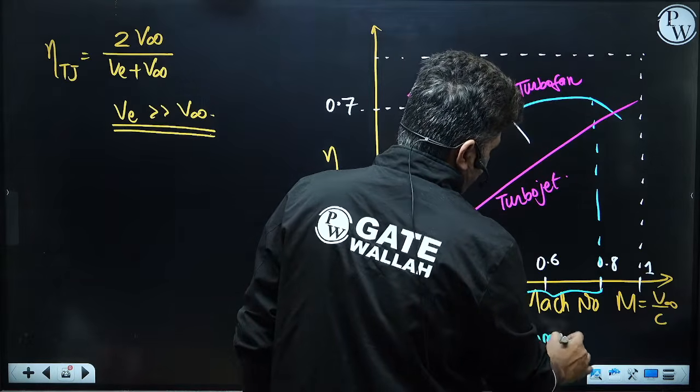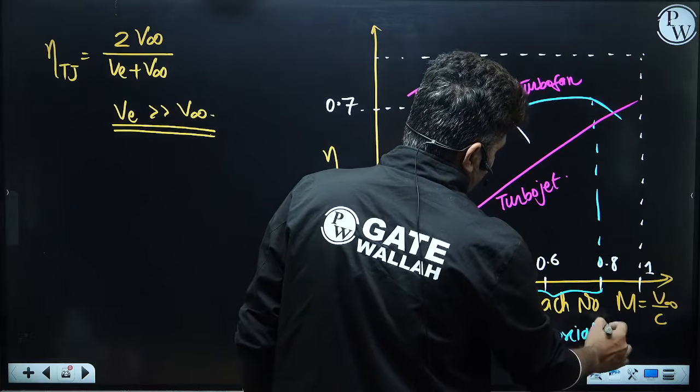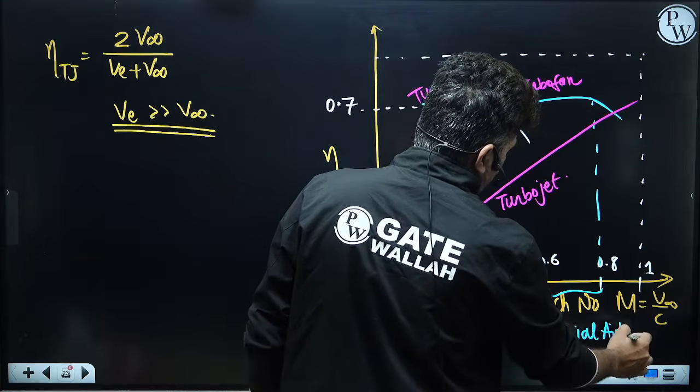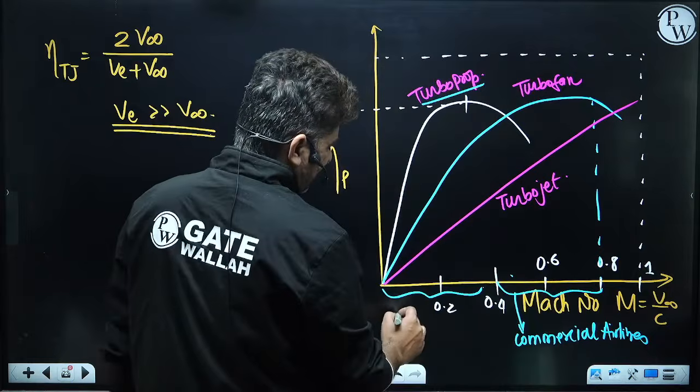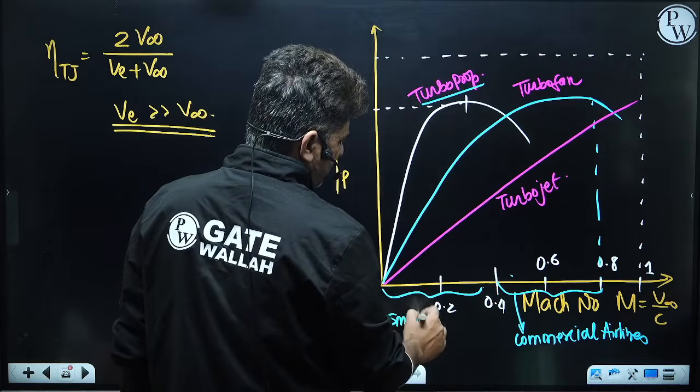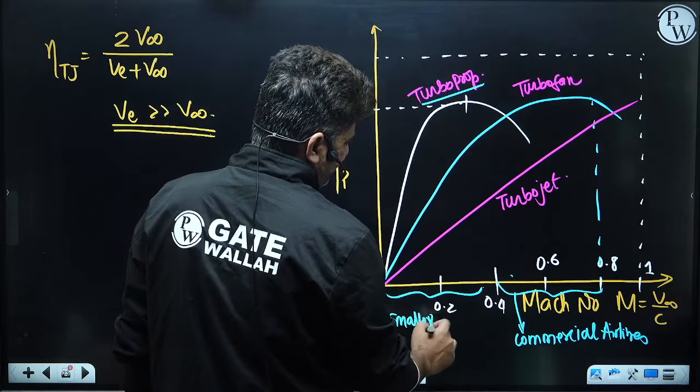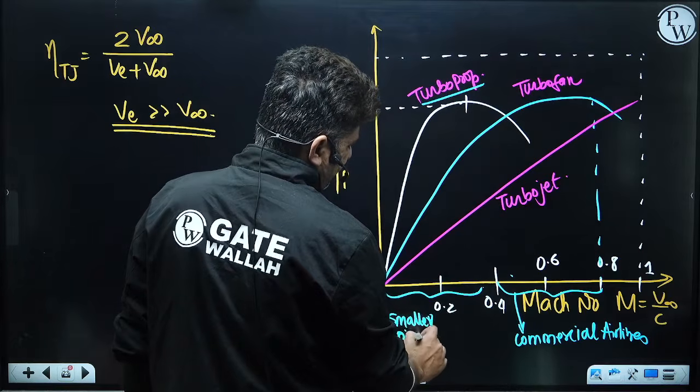Commercial airlines. Okay. These are smaller private jets.